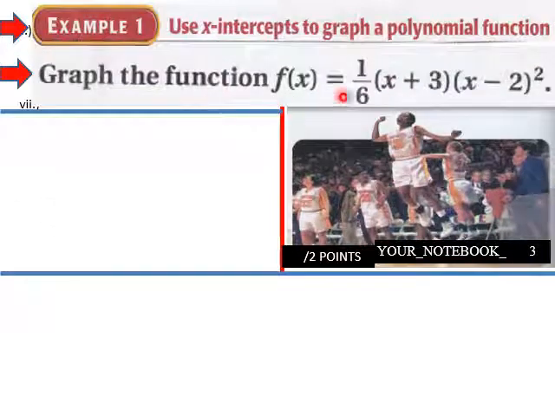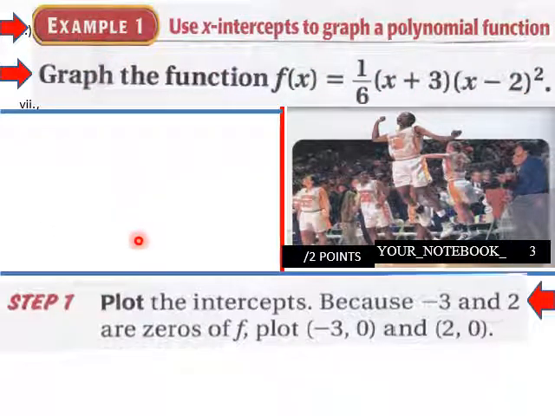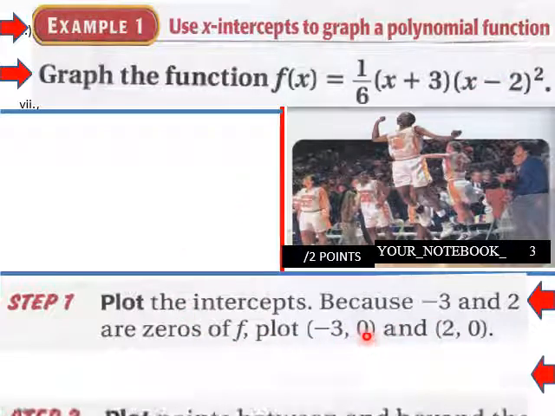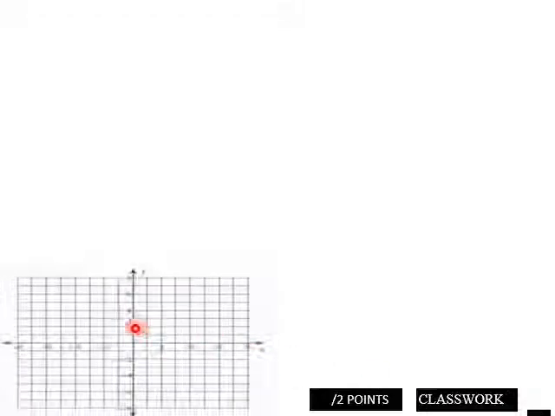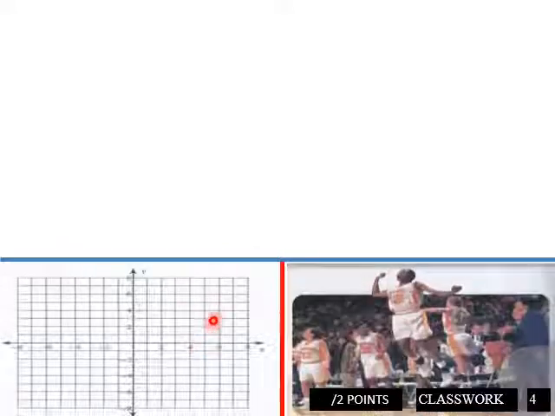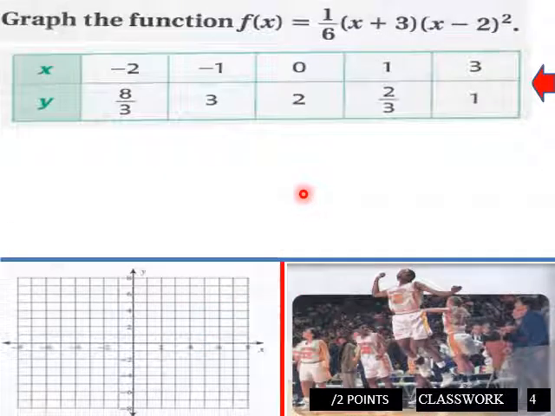Use x-intercepts to graph a polynomial function. Here's our polynomial function here. Plot the intercepts, because negative 3 and 2 are zeros of f. Plot those. And then plot points between and beyond the x-intercepts. So here is a grid that can be used for your plot.